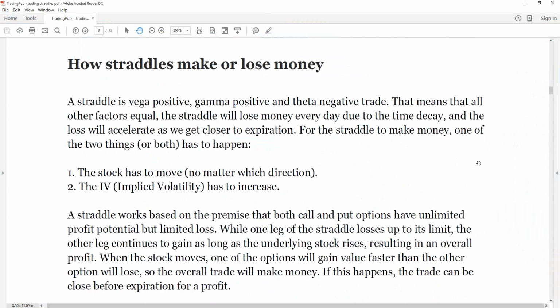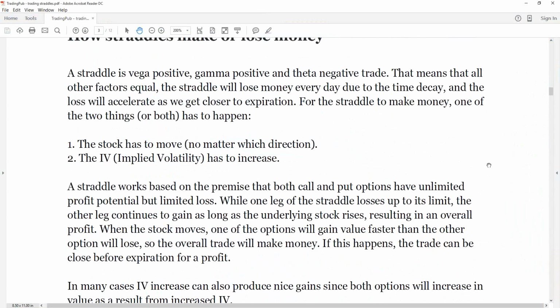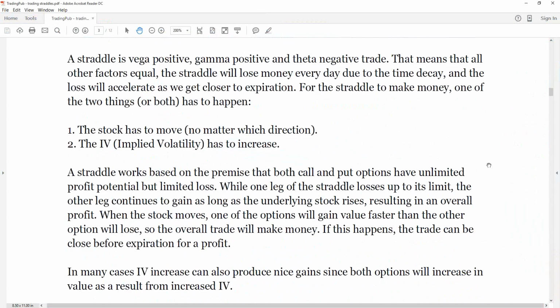So how do straddles make or lose money? As we could see with the P&L chart, a straddle is a vega positive, gamma positive, and theta negative trade. That means that all other factors equal, the straddle will lose money every day due to the time decay, and the loss will accelerate as we get closer to expiration. So what does it mean?